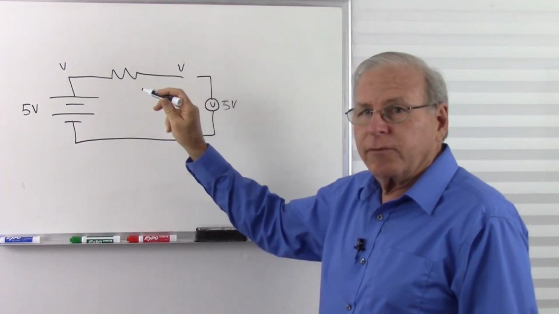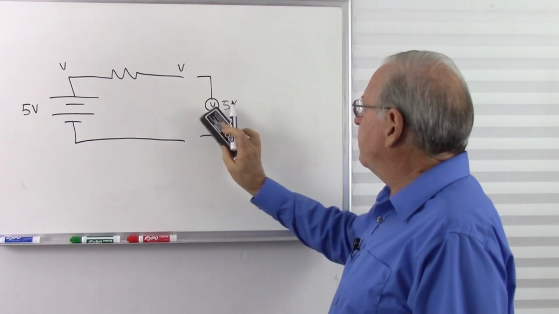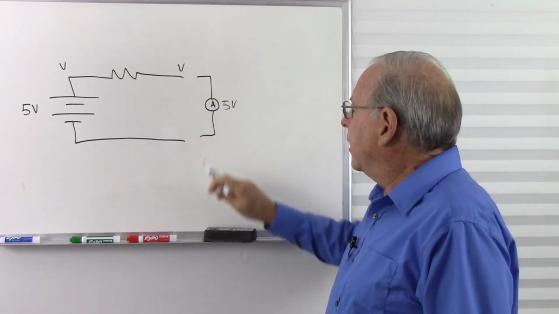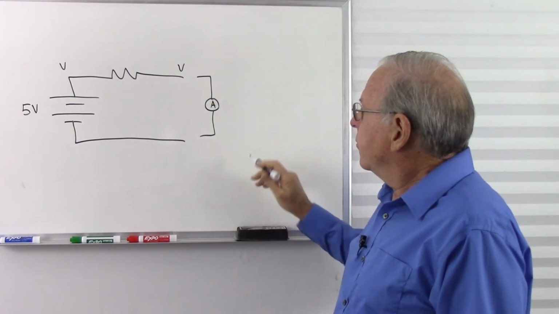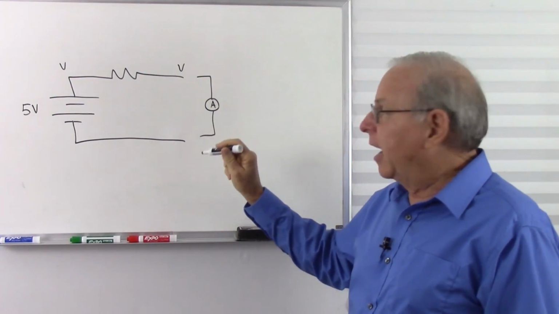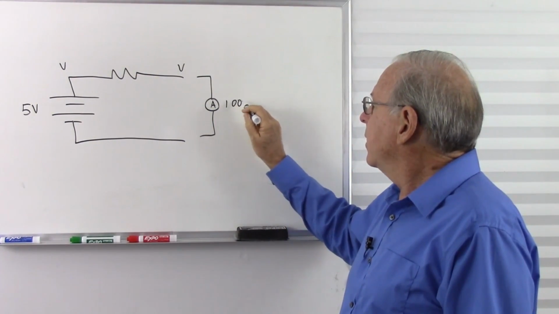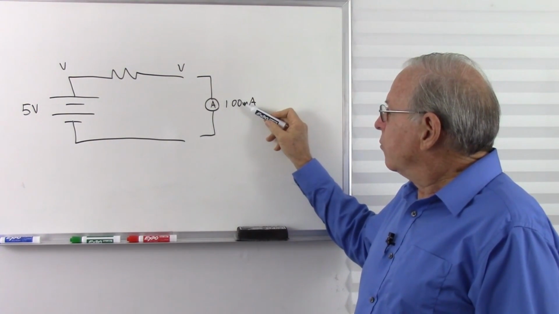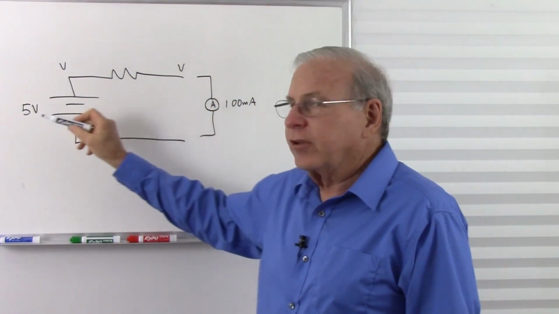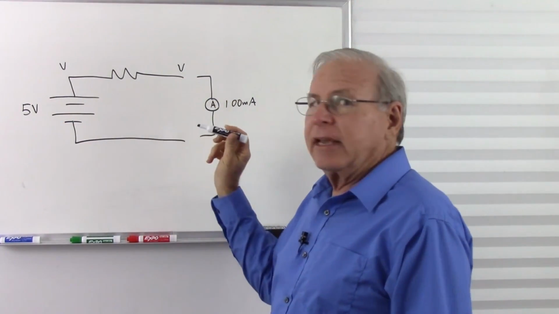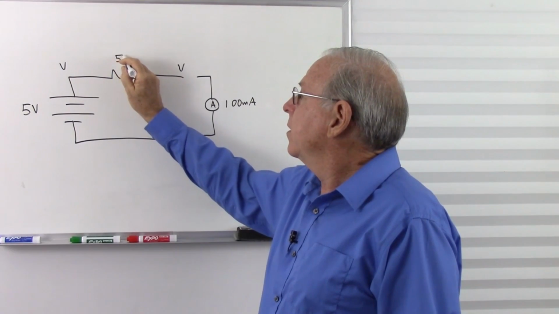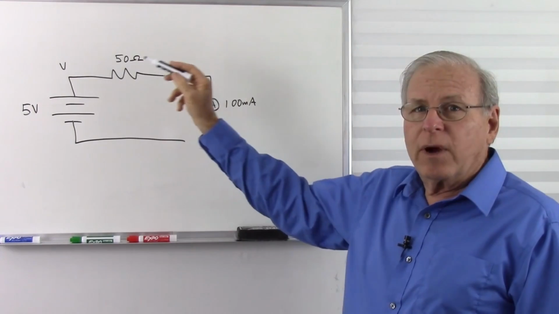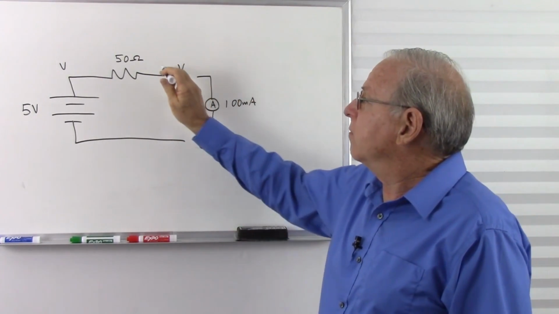Now how do we figure out what the resistance is? Well, now we replace this voltmeter with a current meter and measure the current. So let's say I measure that and I have 100 milliamps. So what does that tell us? Well, we use Ohm's law, divide the 100 milliamps into the 5 volts, and that gives us 50 ohms for the resistor. So that's the basic way we find out what the Thevenin equivalent circuit is.